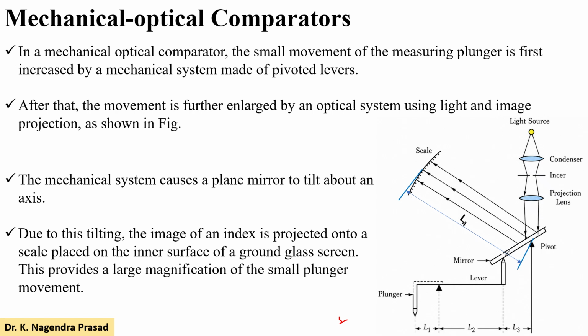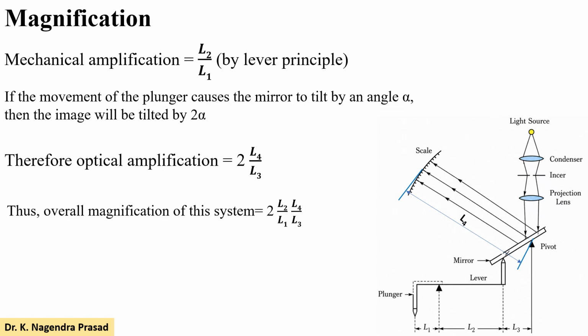The mechanical system causes a plane mirror to tilt about its axis. Due to this tilting, the image of an indexer is projected on a scale placed on the inner surface of the ground glass screen. So this provides a large magnification of the small plunger movements. Next we will discuss the magnification of the mechanical optical comparators.